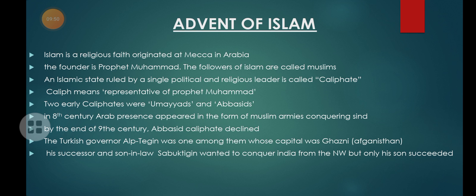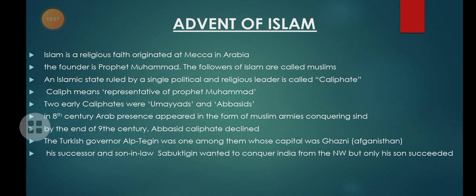So the followers of Islam are called Muslims. The Islamic territory or country ruled by a single religious and political leader is called a caliphate. So any place ruled by an Islamic leader is called a caliphate. And caliph means representative of Prophet Muhammad. So the caliph is the leader of that particular country, and caliphate is the name of that country.